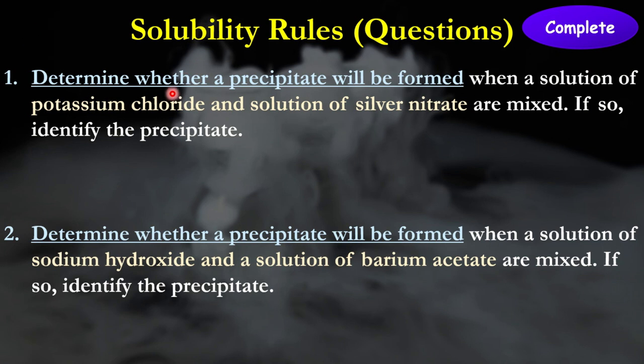The first one says, determine whether a precipitate will form if we have a solution of potassium chloride and silver nitrate. If so, what's the precipitate? Question 2, determine whether a precipitate will form if we mix sodium hydroxide and a solution of barium acetate. If so, identify the precipitate. I'll give you 5 seconds just to pause the video here before I go on to the answers.